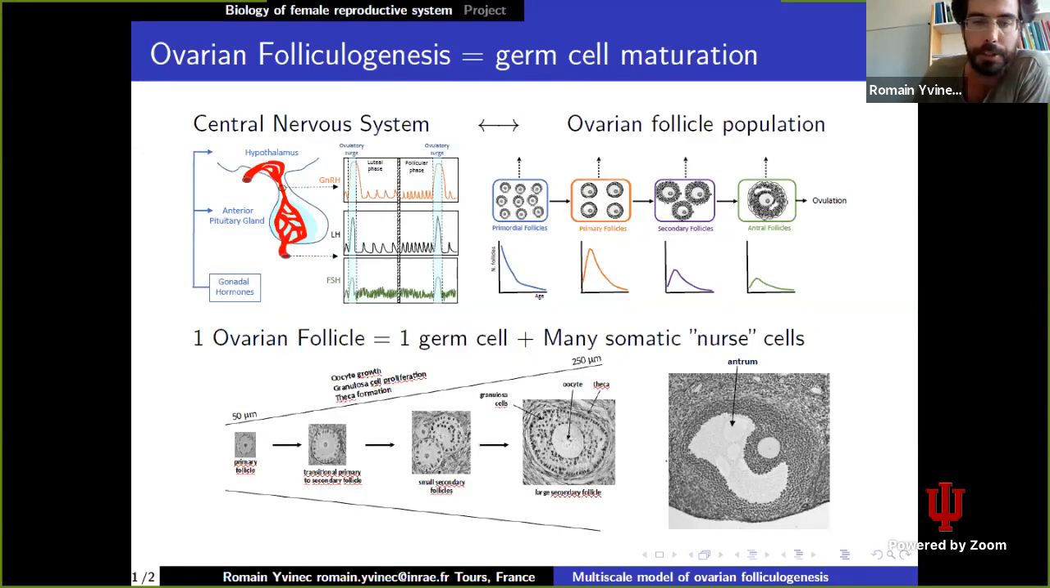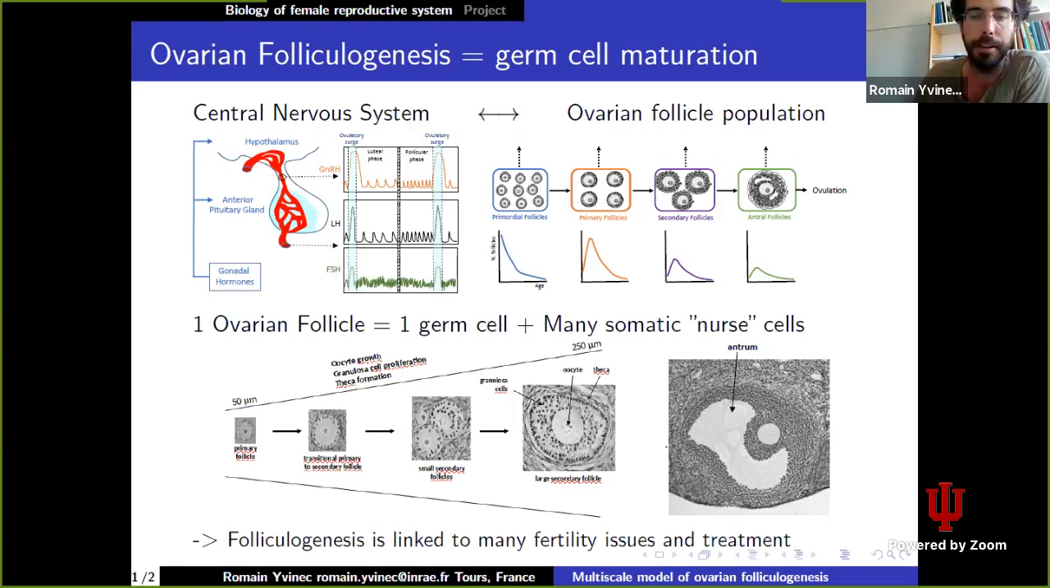And so this process is obviously controlled by lots of neurohormones and interaction between the population of follicles through the reproductive life. And in mammals at least, and in humans in particular, this process of growth of the ovarian follicle is linked to many fertility issues, and is also the main target of fertility treatment.